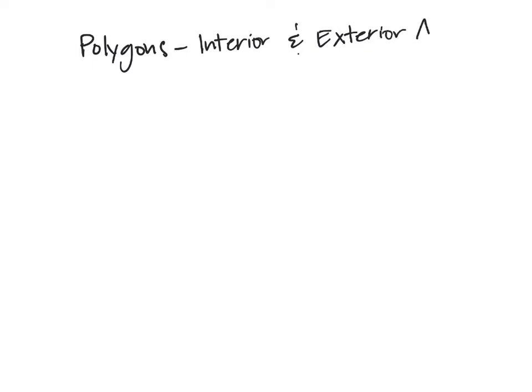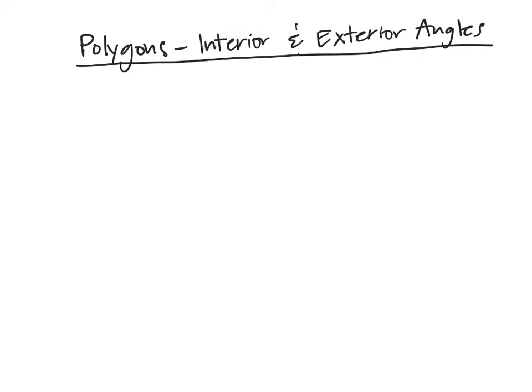Last class we started to talk about polygons, and today we're going to continue that. We're going to talk about polygons, specifically their interior and their exterior angles. So that means what's true about the inside angles of polygons and what's true about the outside angles of polygons.